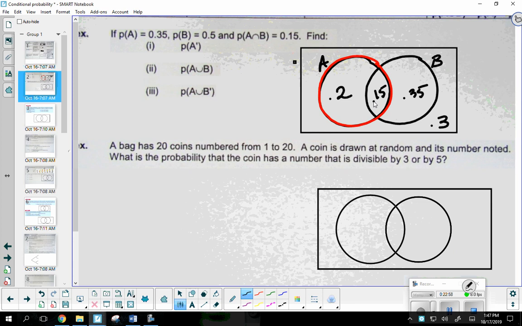Okay, let's go around the room and see what we got. Who haven't I talked to recently? Kate, what would you say the probability of A's complement is? Would it be 0.65? It is 0.65.